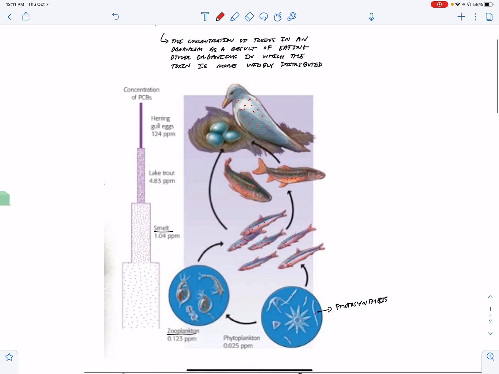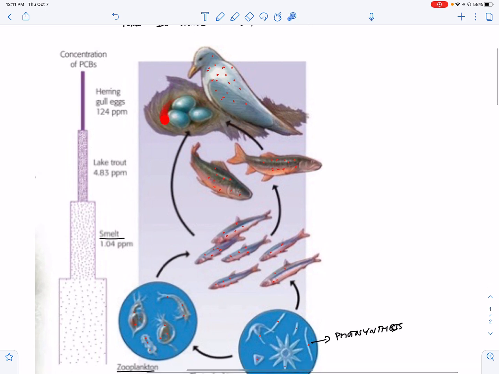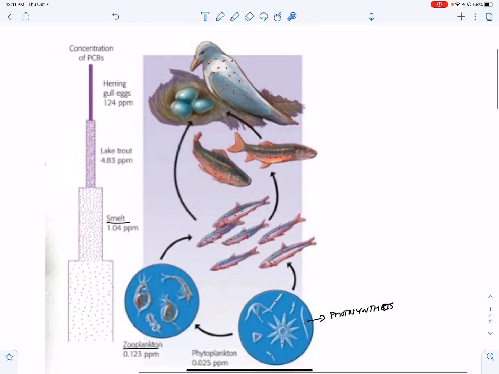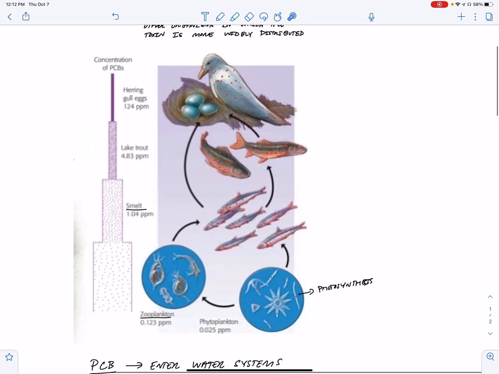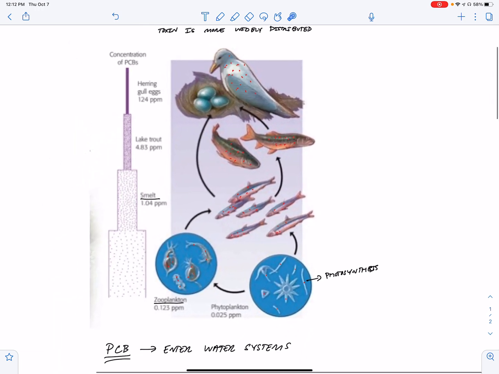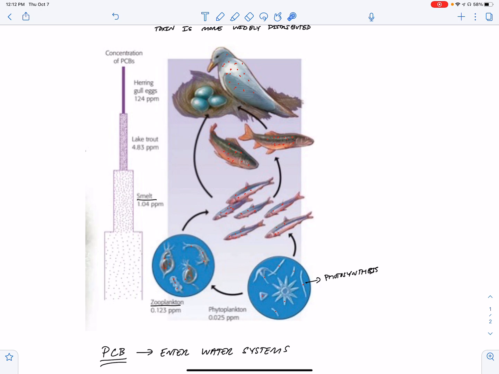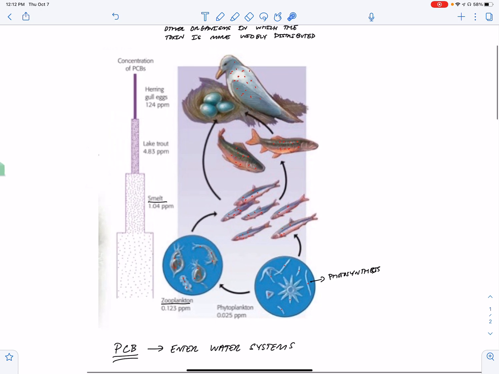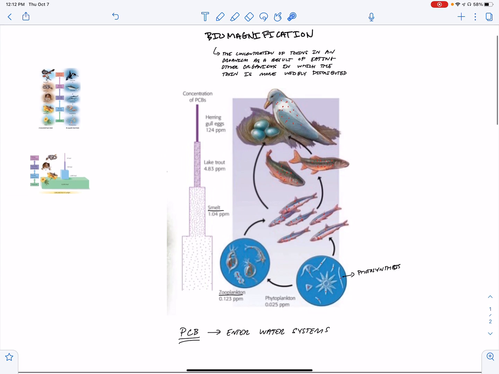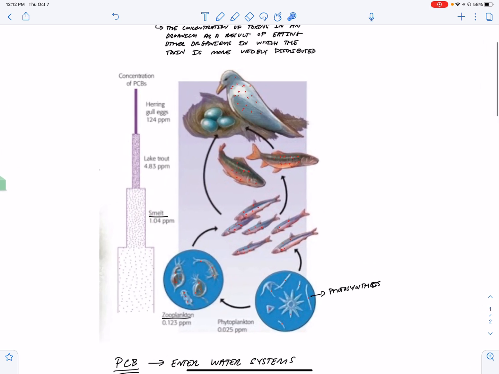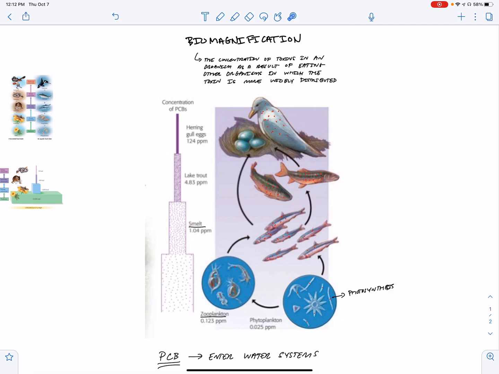And this is a problem because this leads to really fragile, delicate eggshells, and led to the crash of the herring gull population. We have also seen this happen with a bunch of other toxins, like DDT, which led to the collapse of the bald eagle. And we see this happening in oceans with mercury.